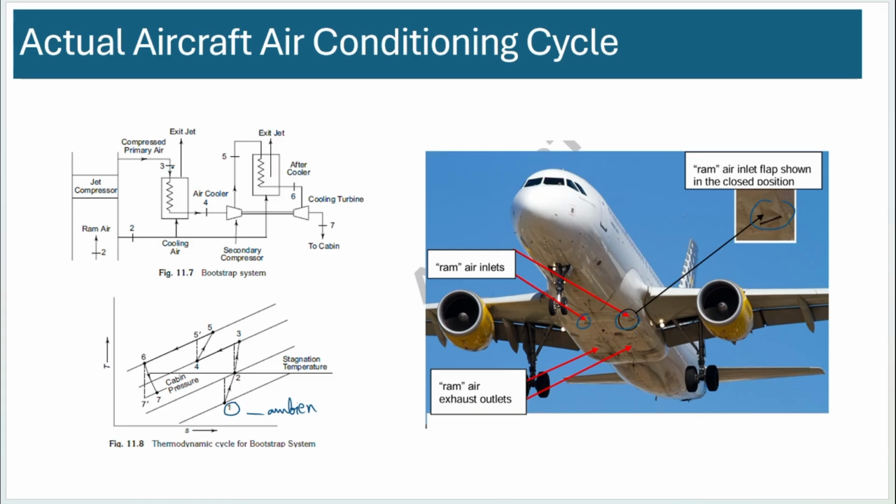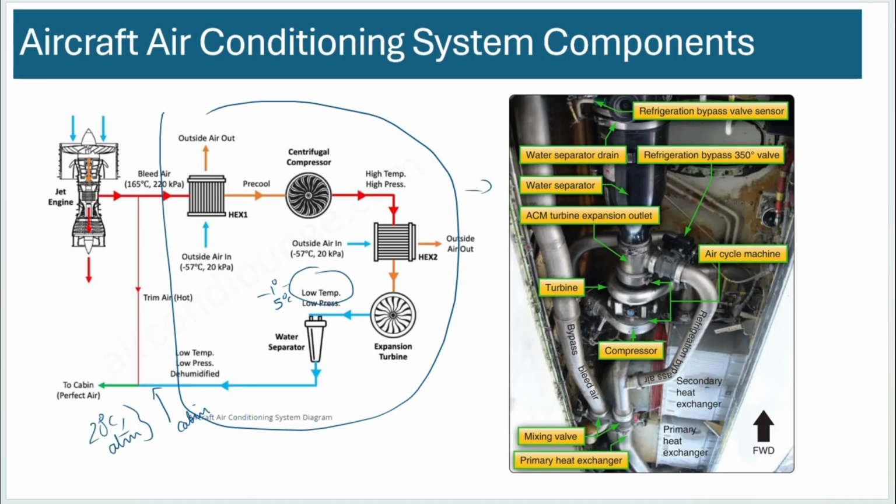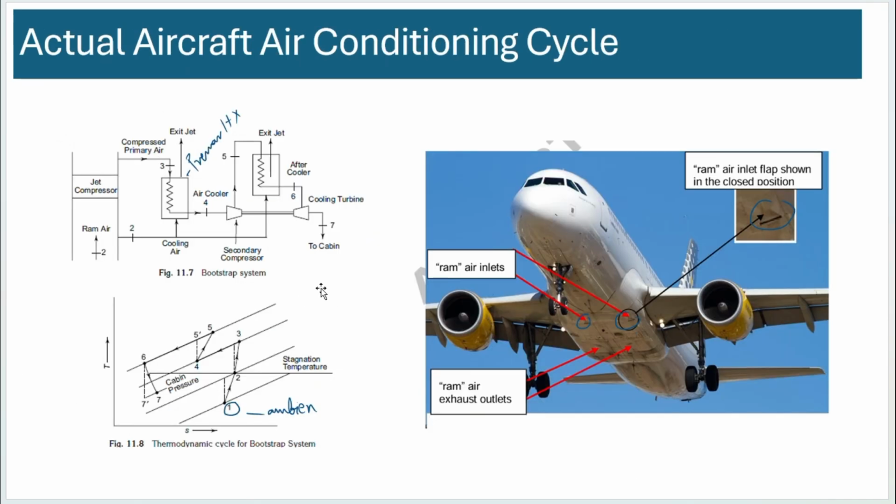And from 3, it is cooled down by the primary heat exchanger. This is the primary heat exchanger. So 3 to 4, it gets cooled down. And then it gets compressed again with the secondary compressor. The primary compressor is on the jet, the secondary compressor is in the pack. And this is what I mean by the secondary compressor. So here it's pressurized again from 4 to 5, right?